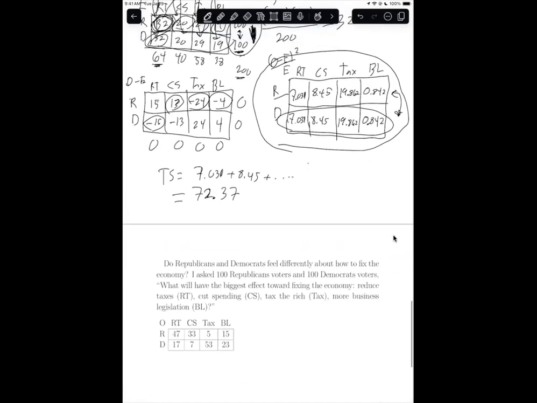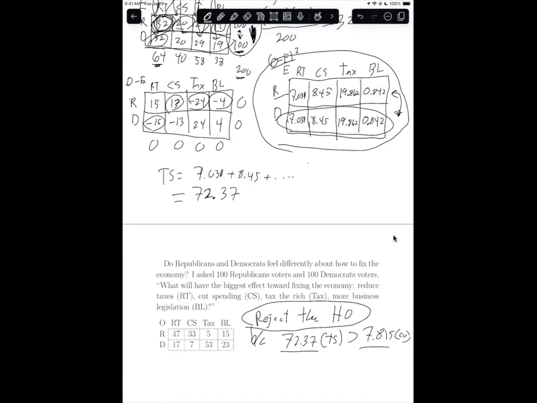And so now that we have the test statistic value, we can compare it to our critical value. And so we would reject the null because 72.37, which is my test statistic value, is greater than the 7.815, which is the critical value. So my test statistic is bigger than the critical value. That's why we reject the null hypothesis.